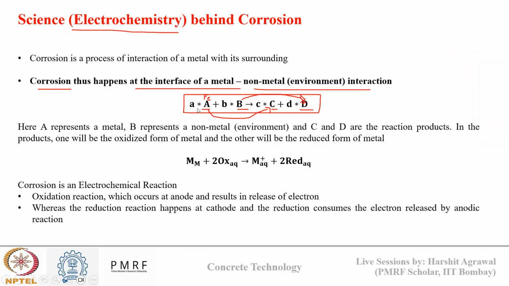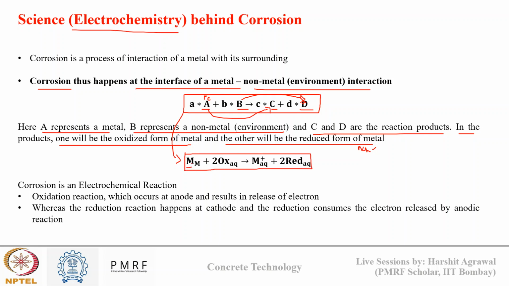Okay. So I will again repeat what this reaction is about. Here A is a metal, B is a non-metal, which is my environment, and C and D are the reaction products. In the products, one will be the oxidized form of the metal, and the other one will be the reduced form of the non-metal. If I convert this into an oxidation reduction reaction, this is how the reaction will look. My metal is getting oxidized, and there is a non-metal which is getting reduced. So this defines corrosion as an electrochemical reaction.